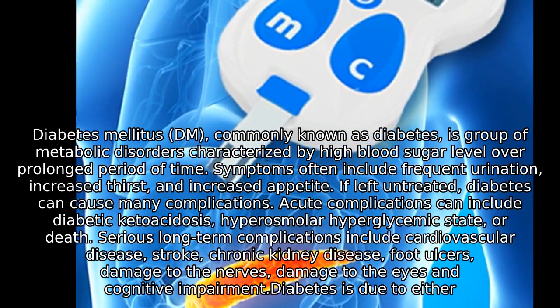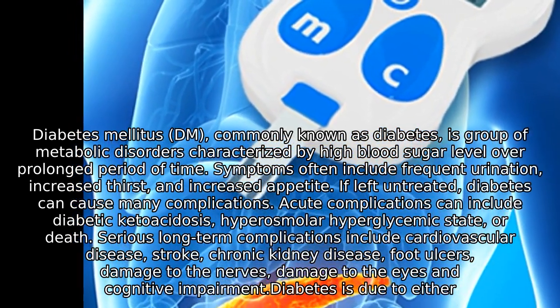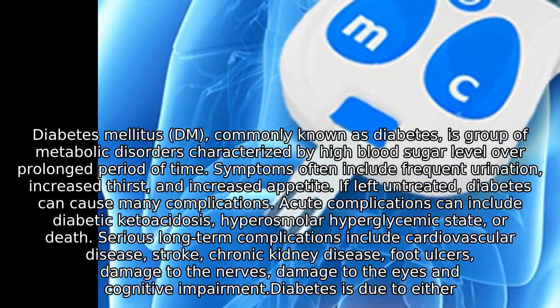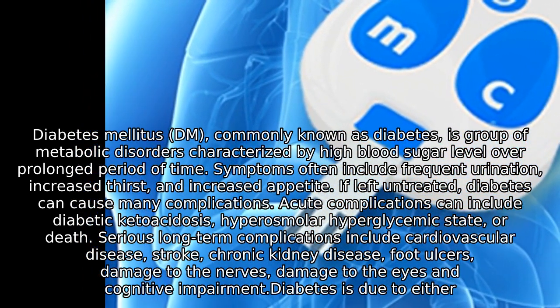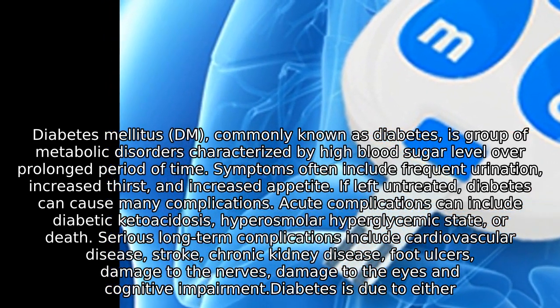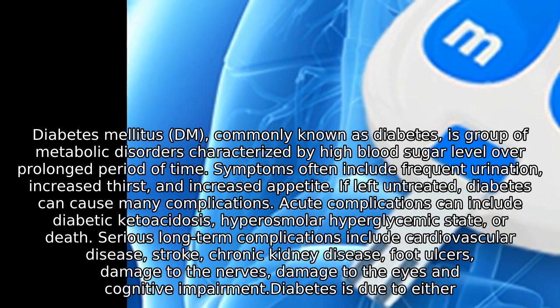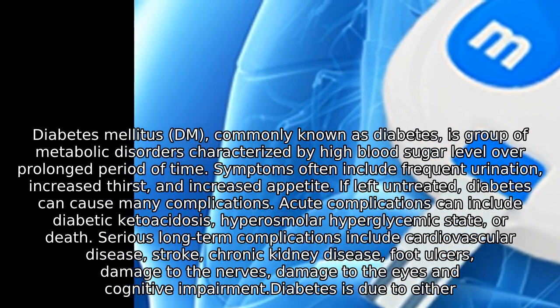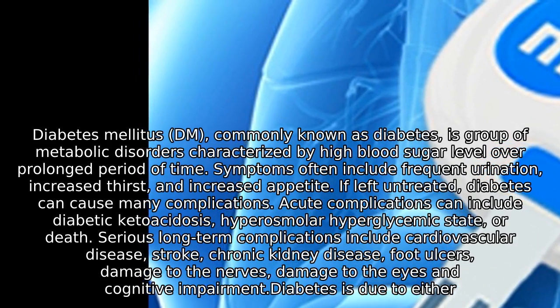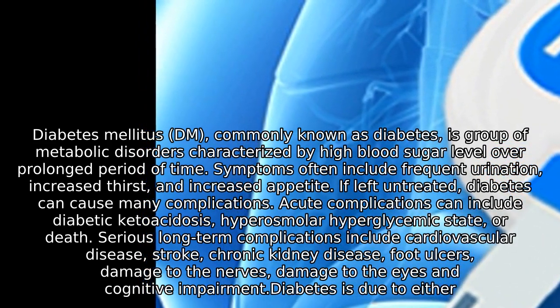Diabetes mellitus (DM), commonly known as diabetes, is a group of metabolic disorders characterized by high blood sugar level over a prolonged period of time. Symptoms often include frequent urination, increased thirst, and increased appetite. If left untreated, diabetes can cause many complications. Acute complications can include diabetic ketoacidosis, hyperosmolar hyperglycemic state, or death.